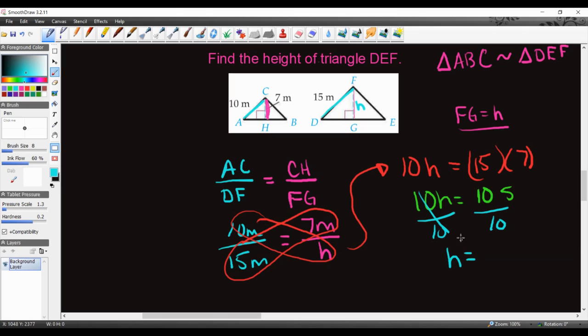So H is going to be, let's see, 10 goes into 105 10 times with 5 remainder. So that would be 10.5, I believe, because 5 is half of 10. And it would be 10.5 meters. You can double check in the calculator if you'd like. Okay, that's it. Easy as that.